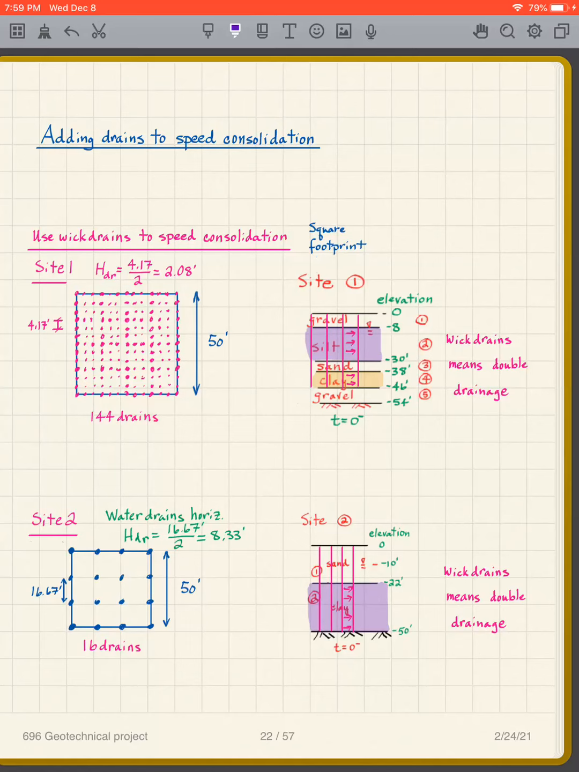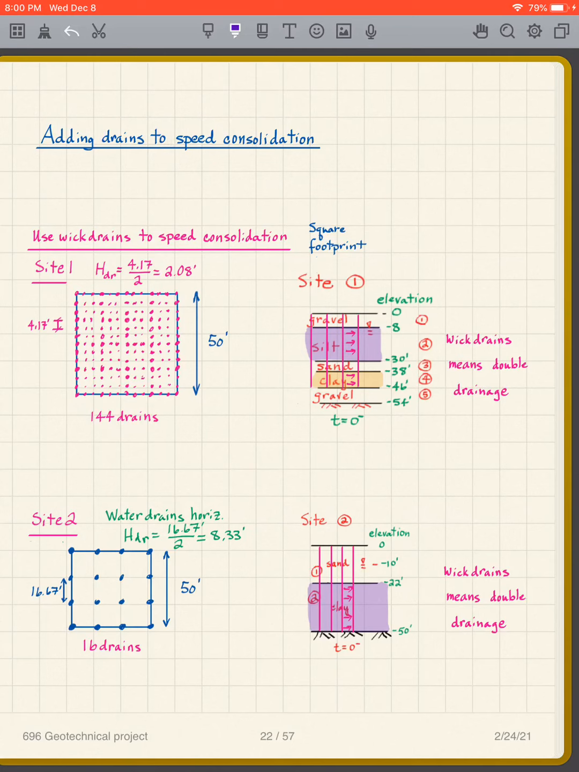more cases to this project. And the way we're going to add cases is by adding drains, because we want to speed the consolidation and see if that helps us reduce the settlement after the structure is built. So in other words, if we can get a lot of settlement to take place before the structure is built, then when we put on our structure, there's going to be less left for the structure to do. So we're going to do the calculations.